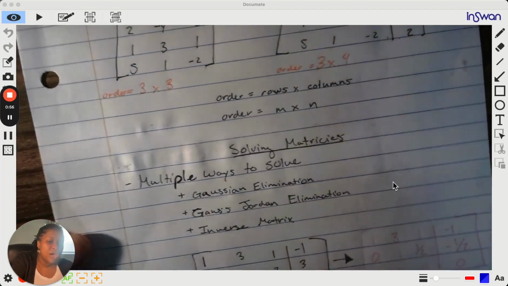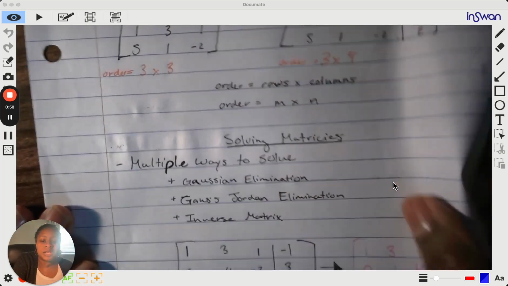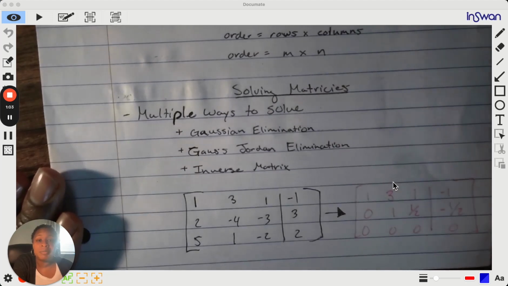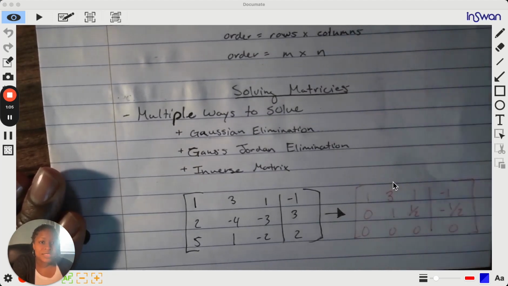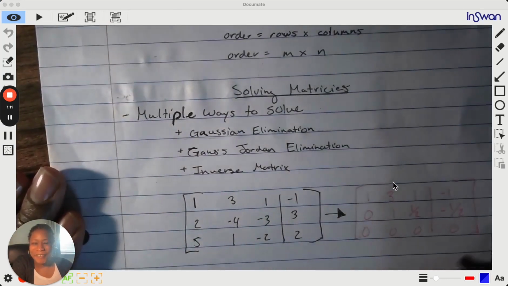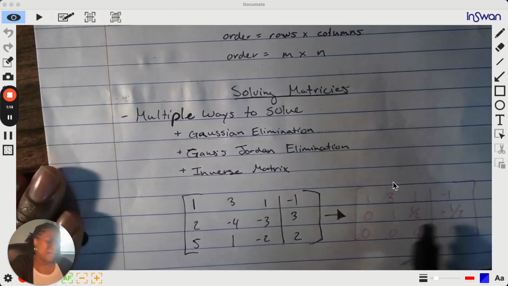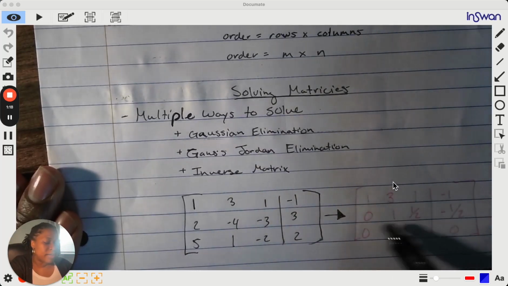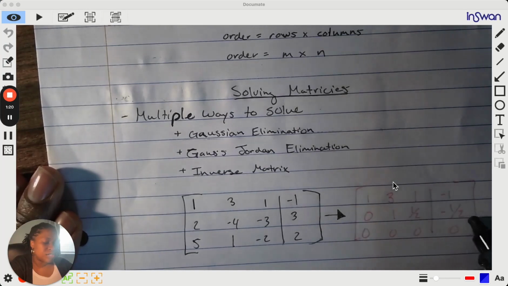Now, to solve our matrix, we're going to use Gaussian elimination. If you've ever solved a system of equations, you probably have used elimination before. We're using that same concept, but we're going to be canceling out variables as we go, our coefficients. This is going to be our end result. We're going to have 1s and 0s here, but coefficients here.